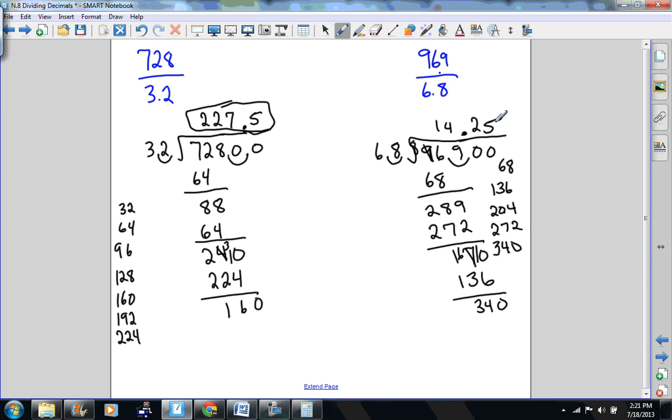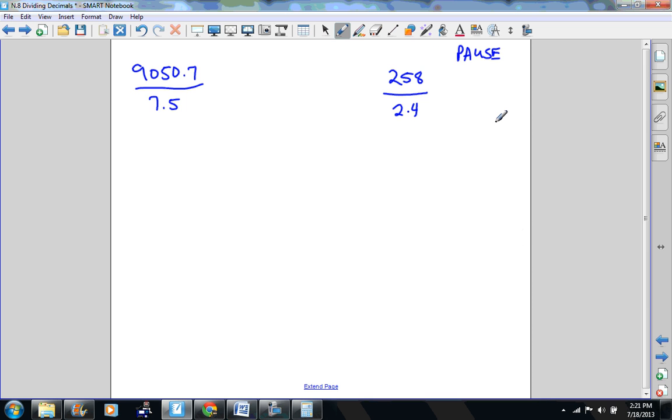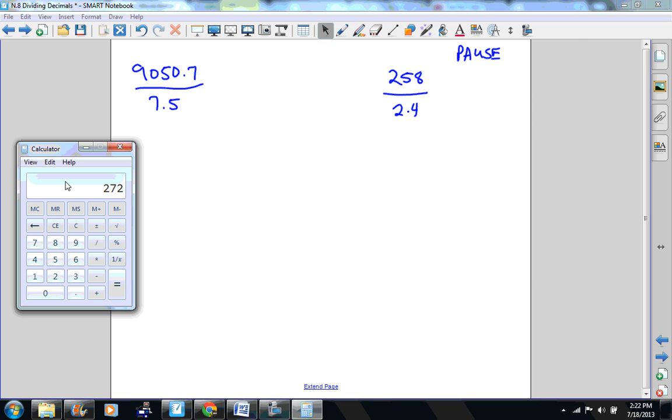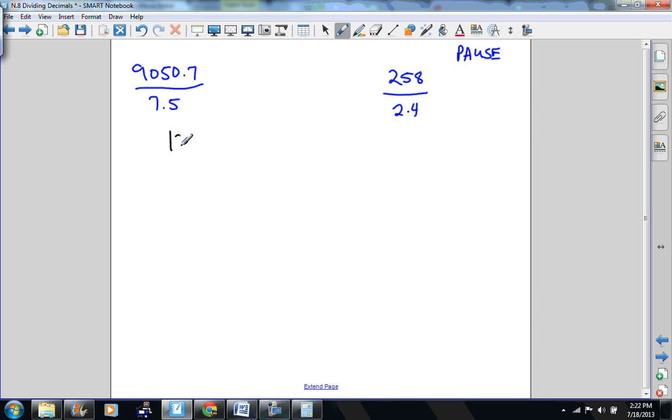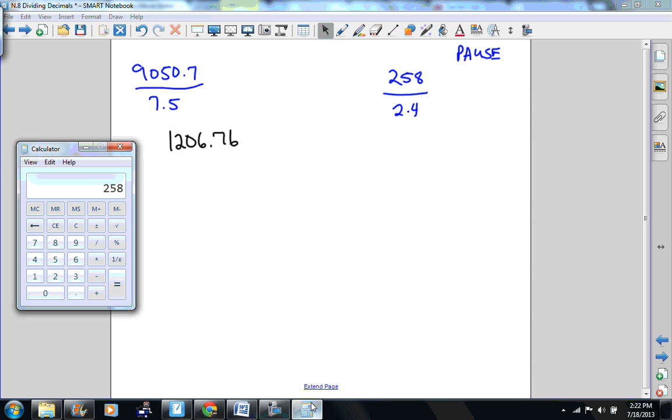Okay, these two you both want to estimate before you start, but just to save time, I'd like you to try these two on your own. For the sake of time, I'm just going to give you the answers here. If you have questions on these, ask me in class, and I will answer them, of course. This one here is 1206.76. And the one on the right is 107.5.